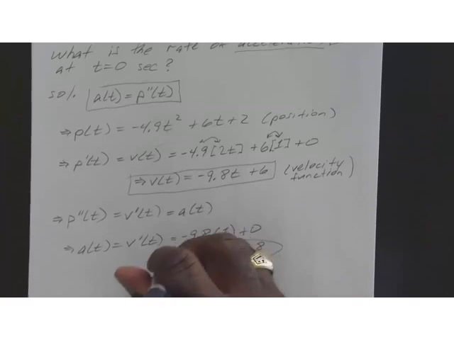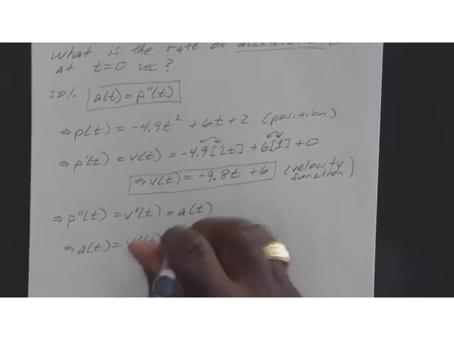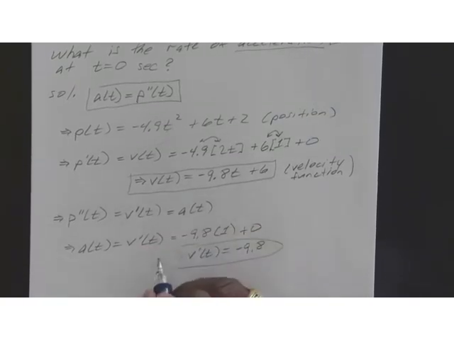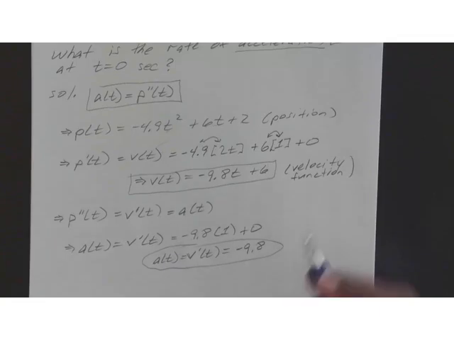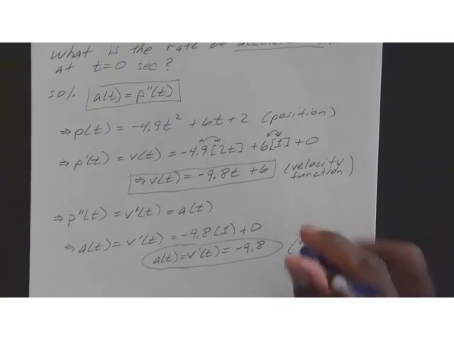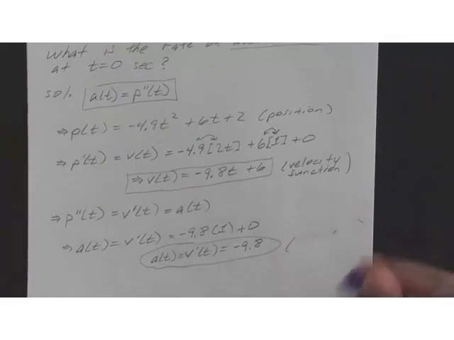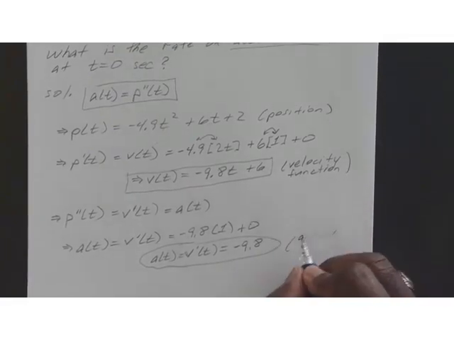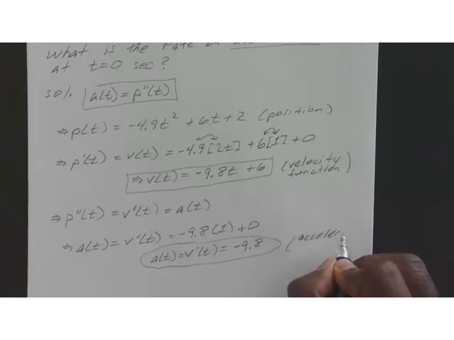Oh, forgot to put my a of t. I meant to put a of t is equal to v prime of t. There we go. Acceleration function. There we go.